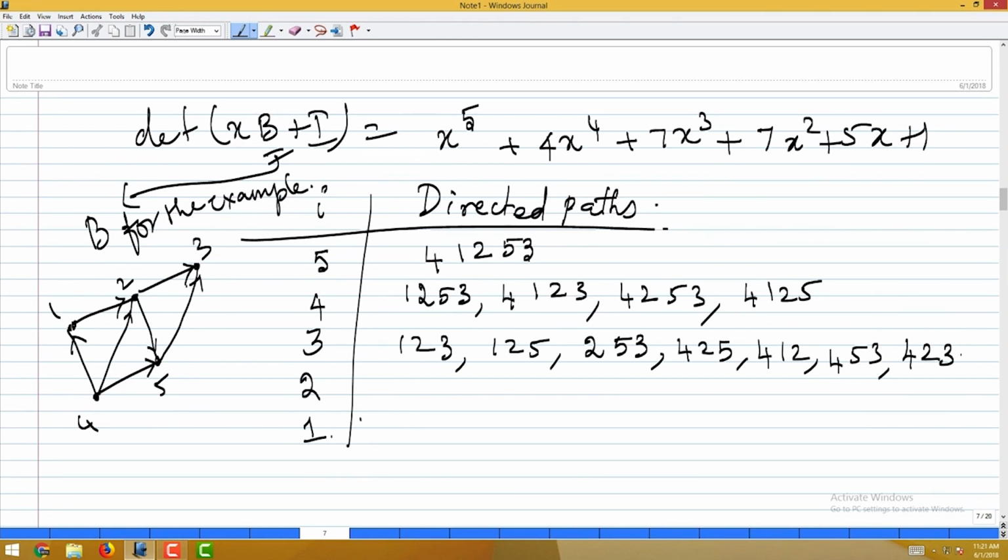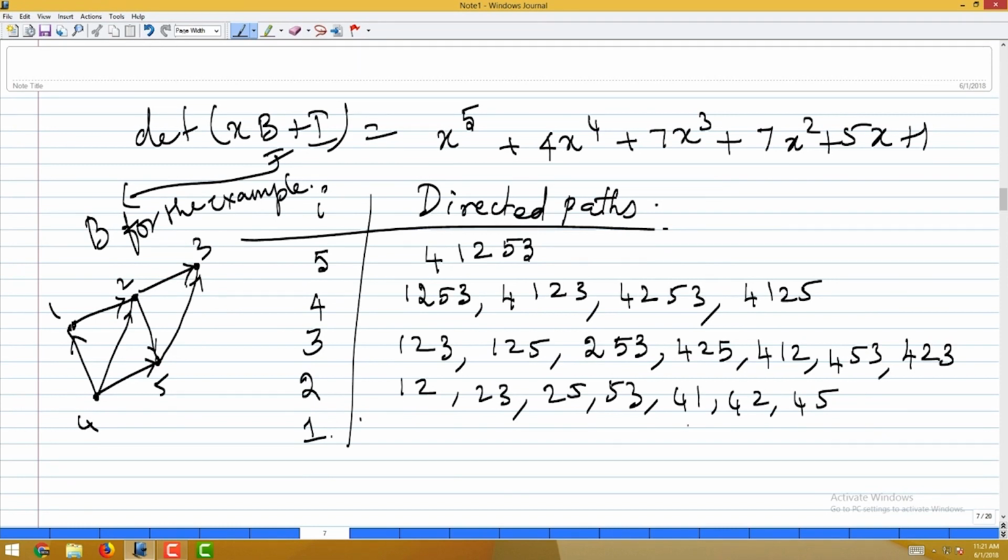Now, on 2 vertices, there are 7 edges. So, only those things will have to form. You can immediately write 1, 2; 2, 3; 2, 5; 5, 3; 4, 1; 4, 2; 4, 5.